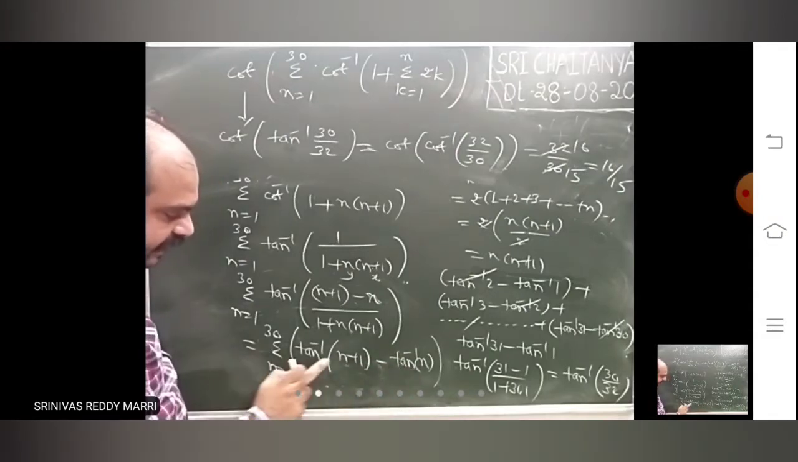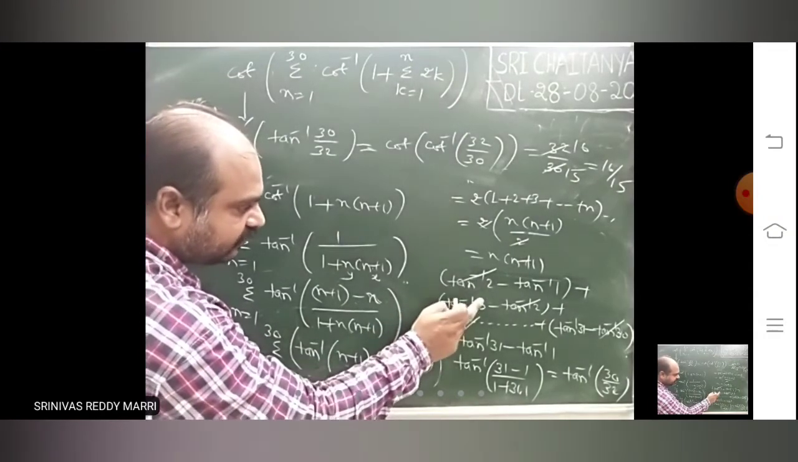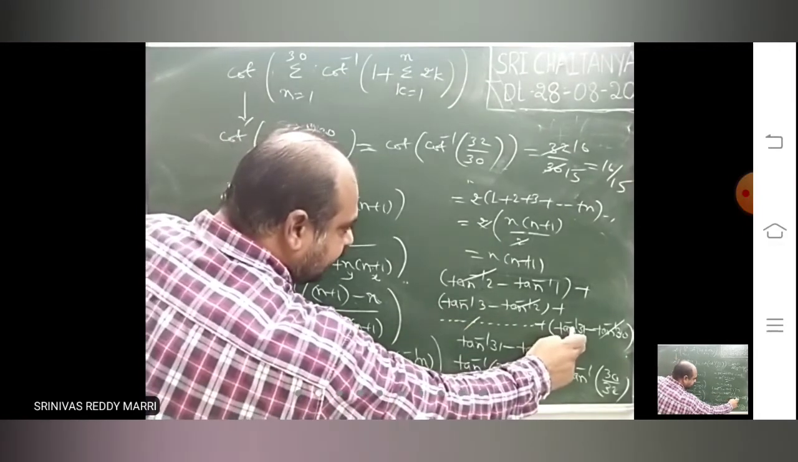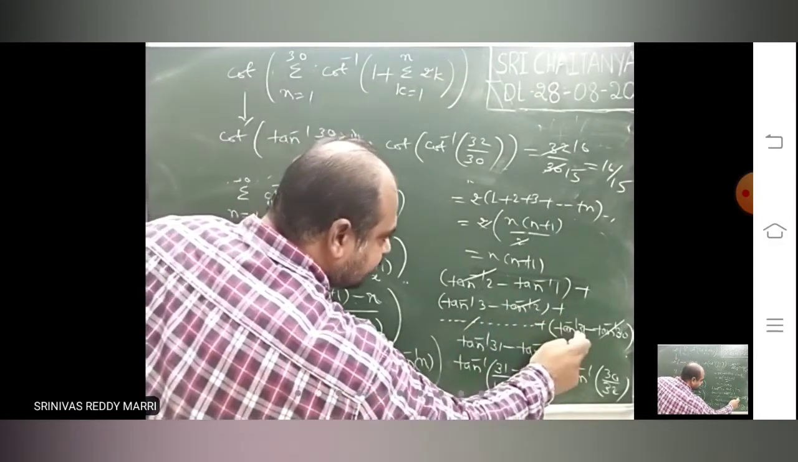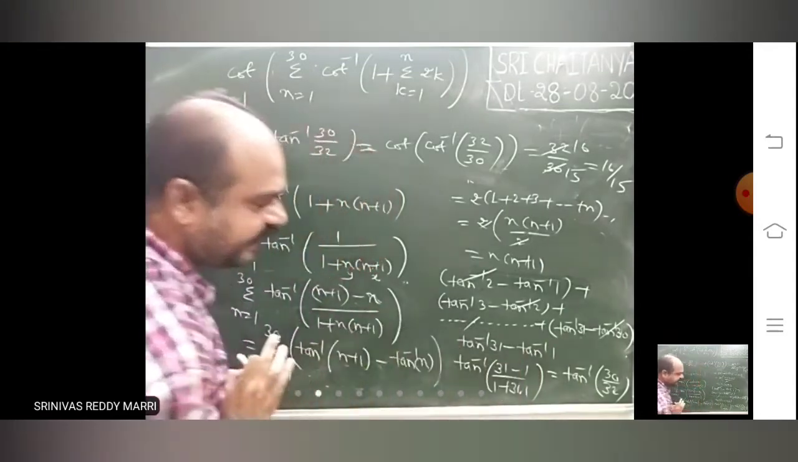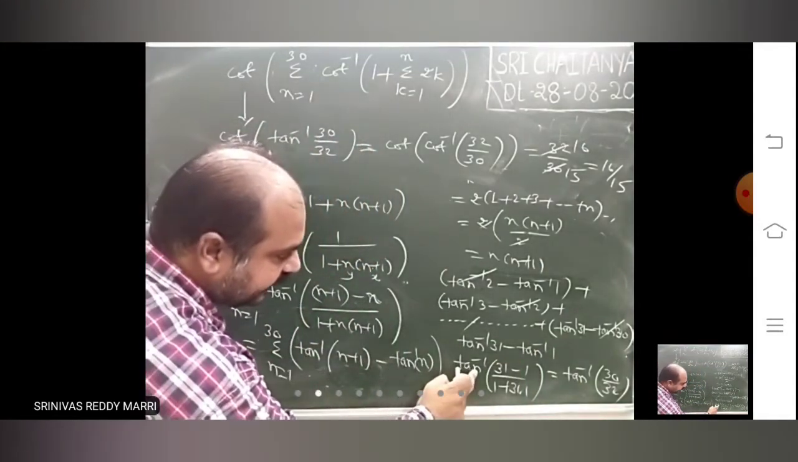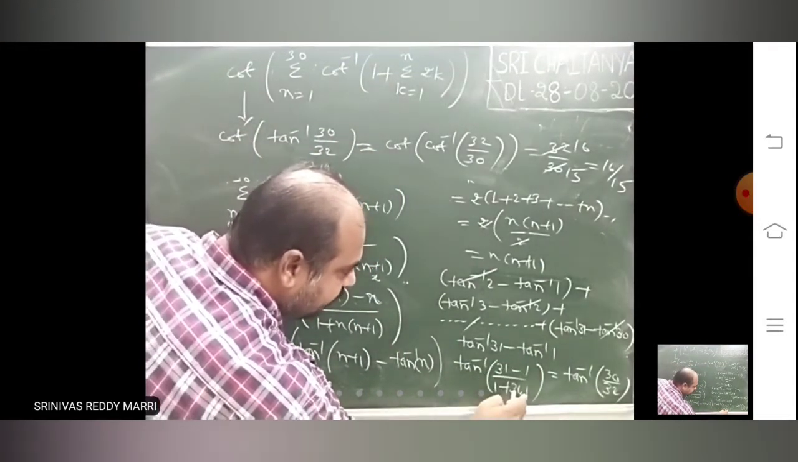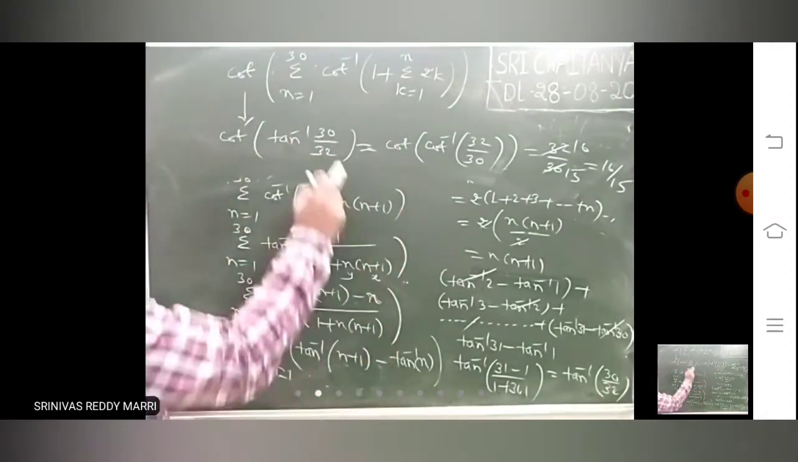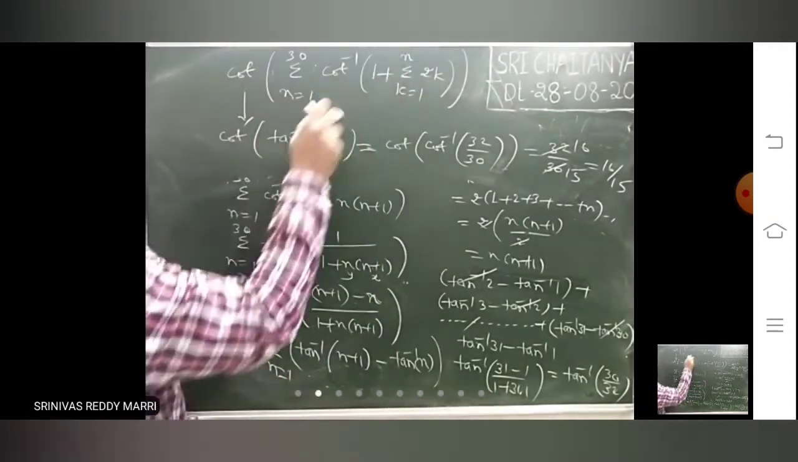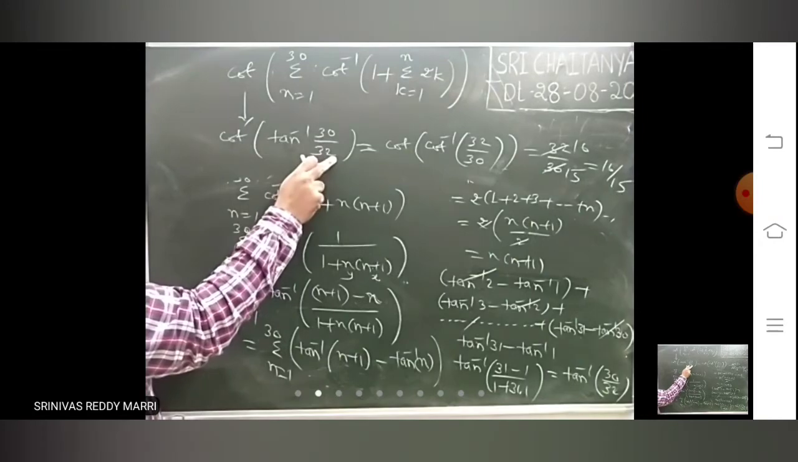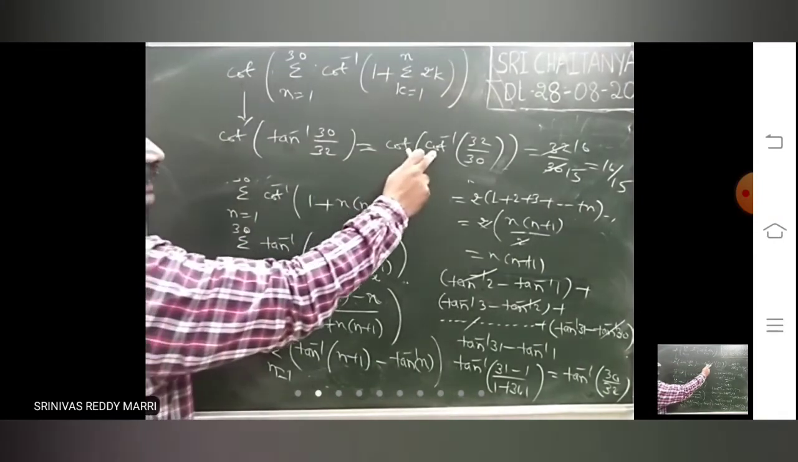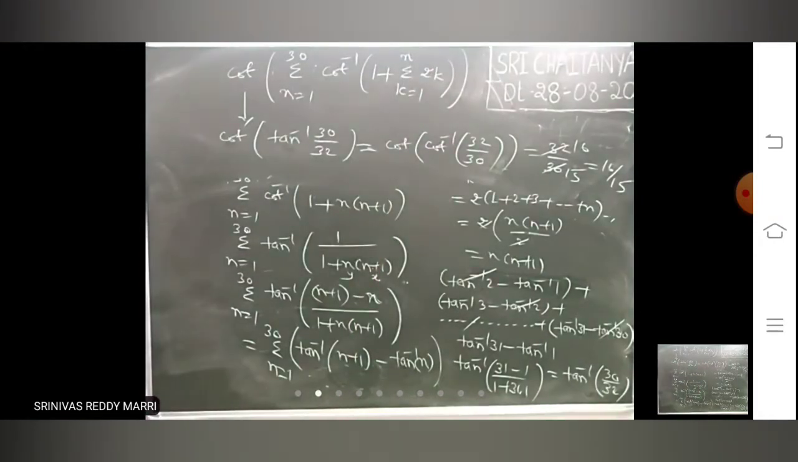And then expand sigma. N equal to 1 is this. N equal to 2 is this. N equal to 30. Finally this term and this term is remaining. Tan inverse x minus tan inverse y you write. Tan inverse of x minus y divided by 1 plus xy, this you got. So substitute here. Instead of this one, you substitute tan inverse 30 by 32. Now cot is there, cot inverse 1 by x you write.